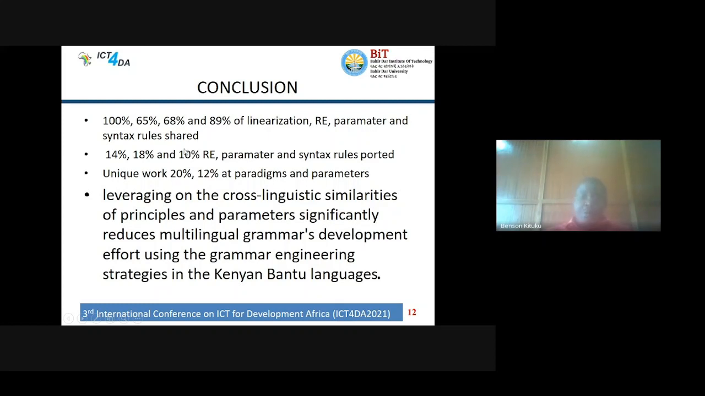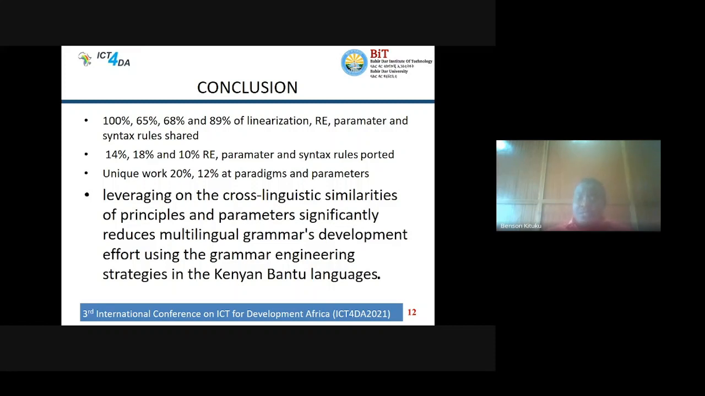We would need to port 14% of regular expression of paradigms, 18% of the parameters, and 10% of the syntax rule. Finally, the key work that would need to be done, particularly the unique work for a new language, would be 20% on paradigms and 2% on parameters. Therefore, we would have reduced the work significantly.